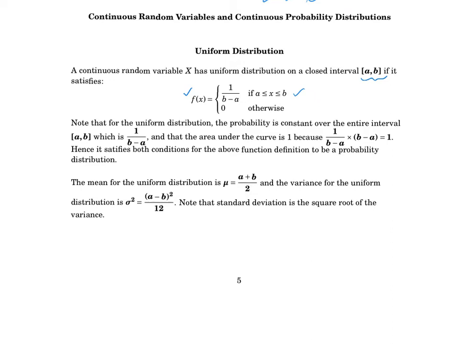Now, the mean of the uniform distribution is mu equals a plus b over 2, and the variance sigma squared is a minus b whole squared divided by 12. Remember, standard deviation is the square root of variance, so sigma is the square root of sigma squared. Sigma squared is the variance. So if you are given variance, you can find standard deviation by taking the square root, or if you are given standard deviation, by squaring the value you get the variance.